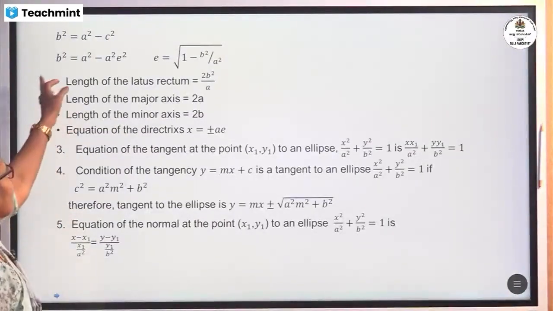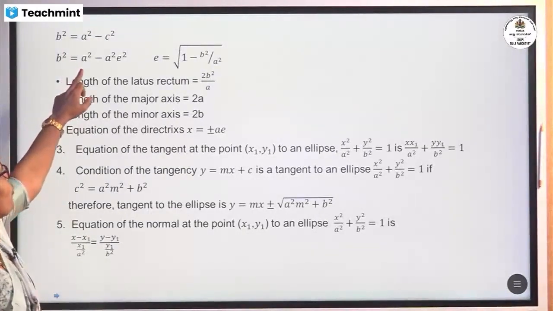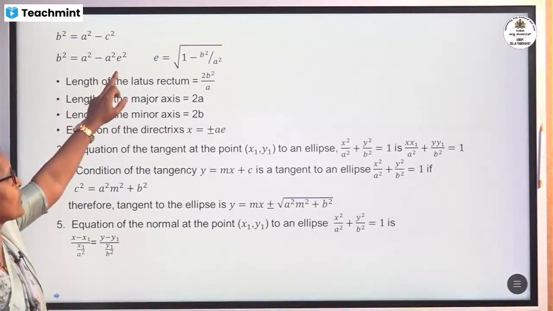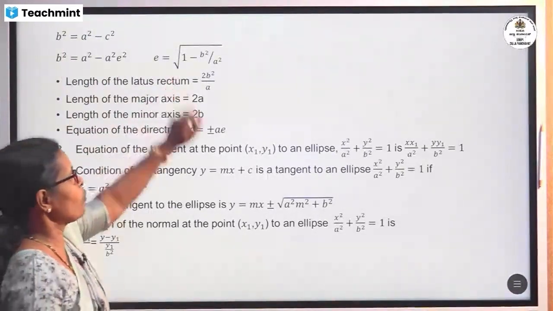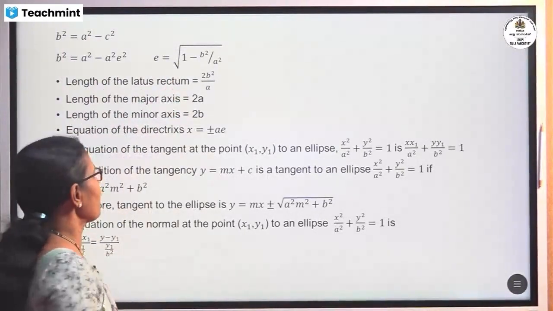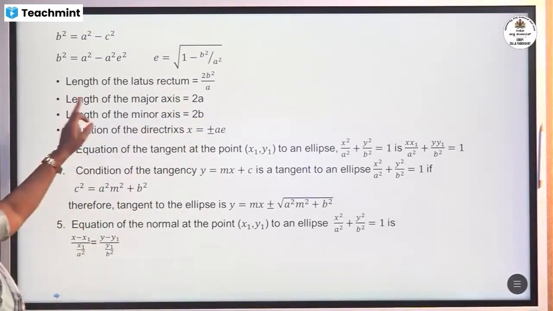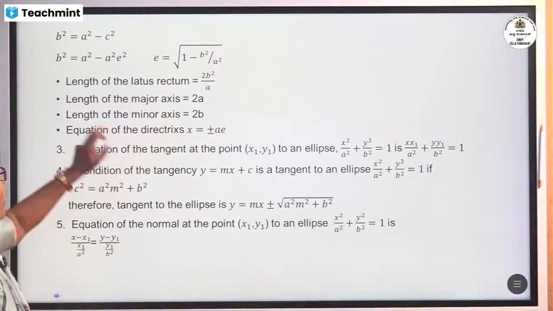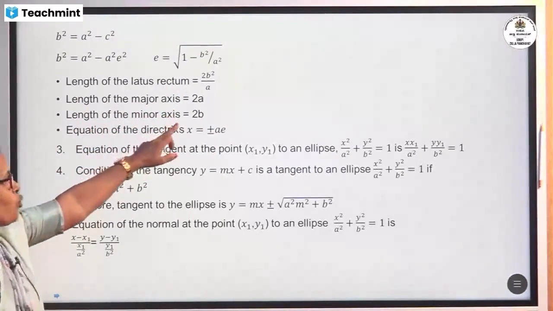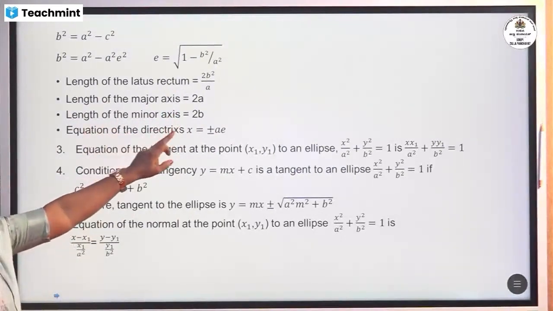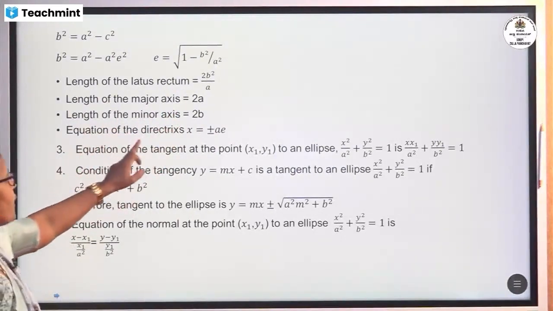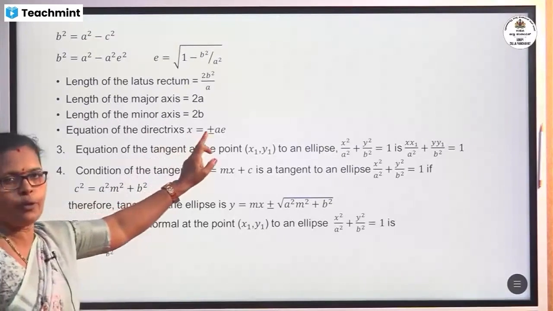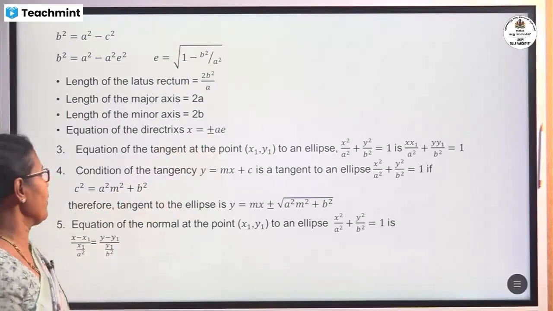Next, when we simplify this one, b square is equal to a square minus a square e square. e is equal to square root of 1 minus b square by a square. Length of the latus rectum is equal to 2b square by a. Length of the major axis 2a. Length of the minor axis 2b. Equation of the directrix x is equal to plus or minus a by e.